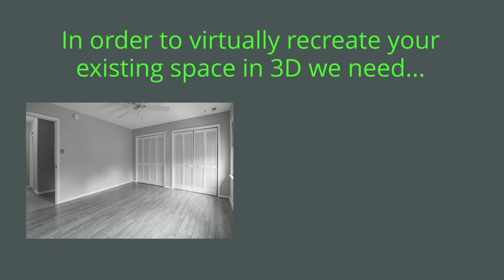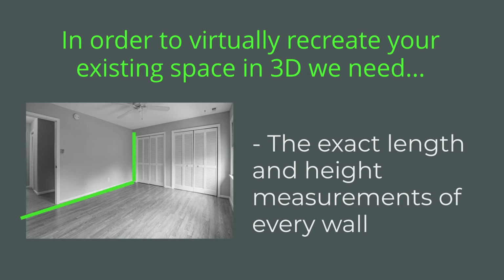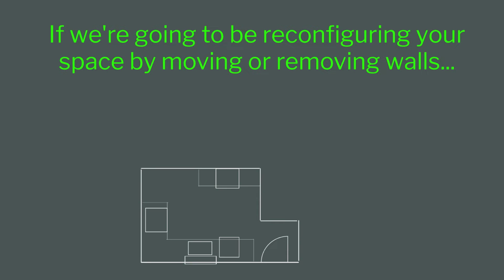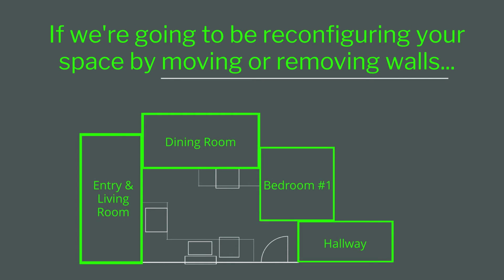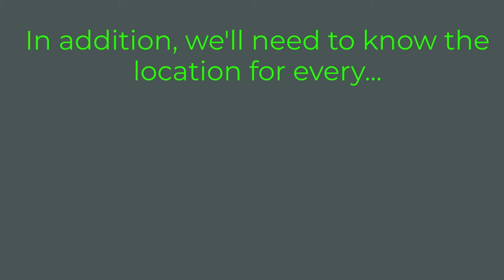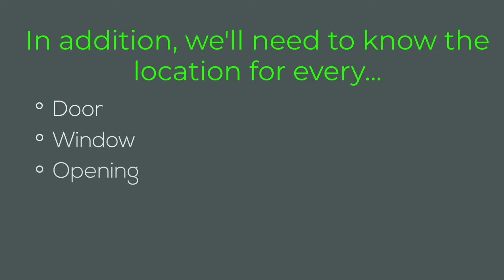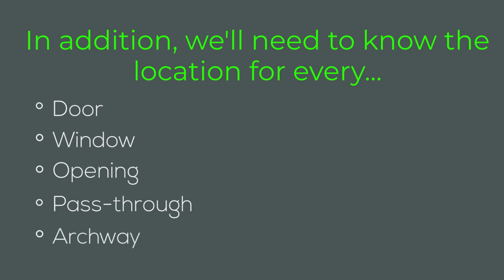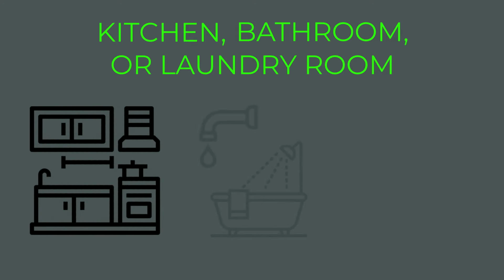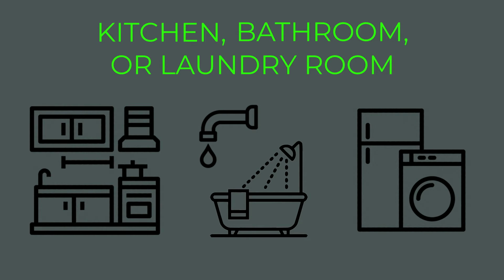In order to virtually recreate your existing space in 3D, we need the exact length and height measurements of every wall in each room that we will be working on. If we're going to be reconfiguring your space by moving or removing walls, then we'll also need your sketch to include all adjacent rooms as well. In addition, we'll need to know the location for every door, window, and every other opening such as pass-throughs, archways, etc. If we will also be redesigning your kitchen, bath, or laundry room, then we will need to know where each cabinet, plumbing fixture, and appliance is located within that space.